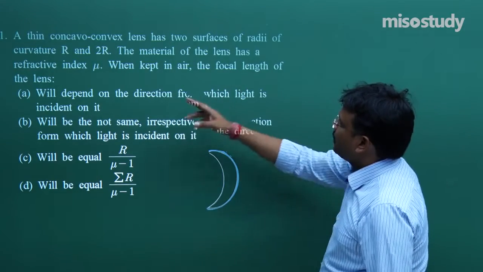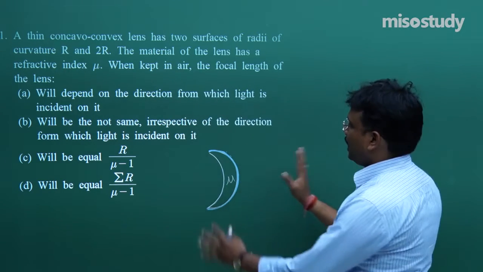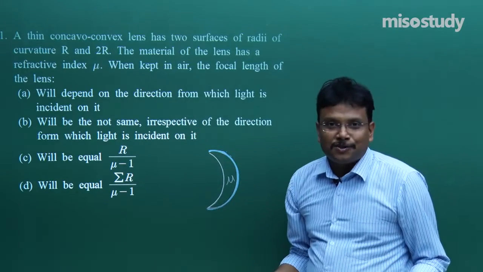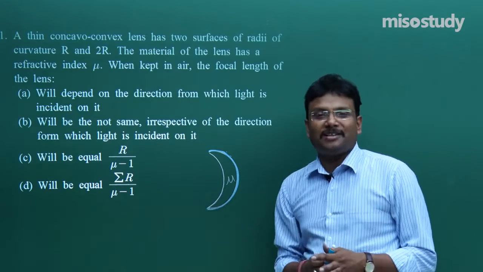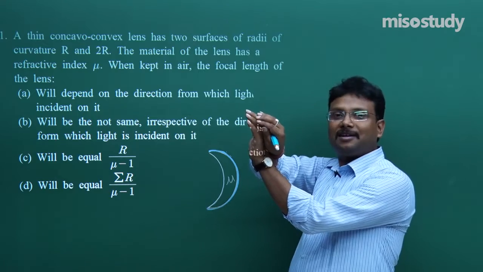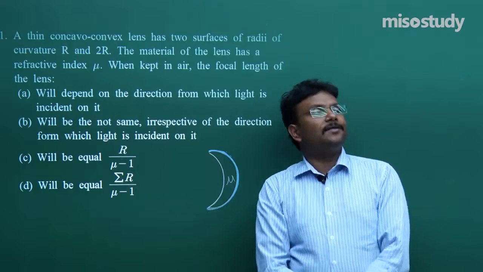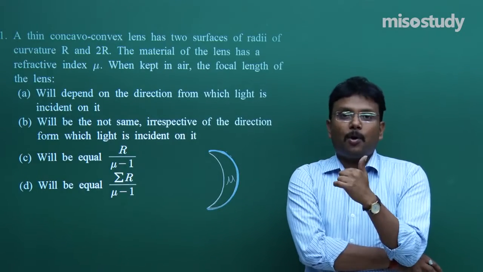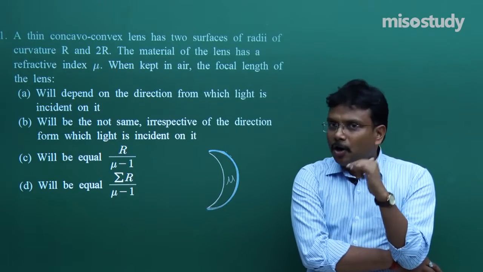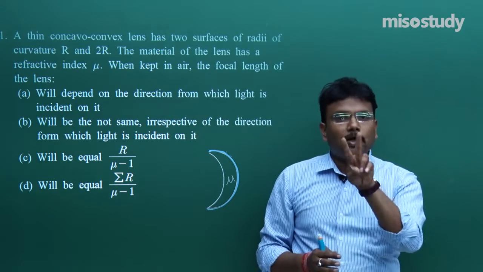The material of the lens has a refractive index mu. When kept in air, the focal length of the lens is how much? The question is simple, but what they did, they combined two lenses, in this fashion, and then you have to find the refractive index. For a simple one lens, 1 upon f is equal to (mu minus 1) within bracket (1 upon r1 minus 1 upon r2). The problem is, you have to use the same formula but twice.